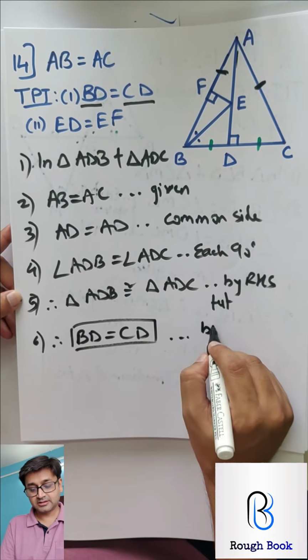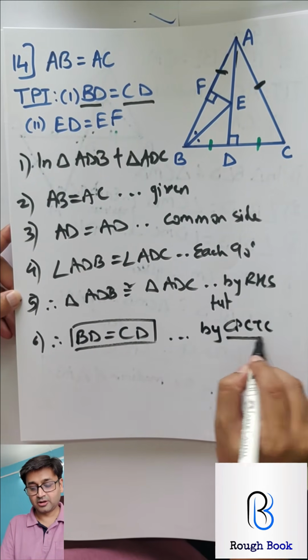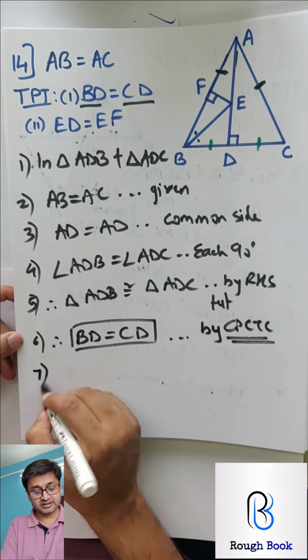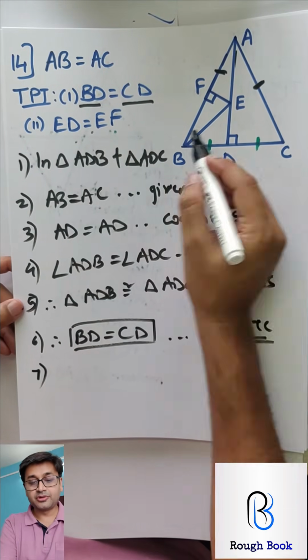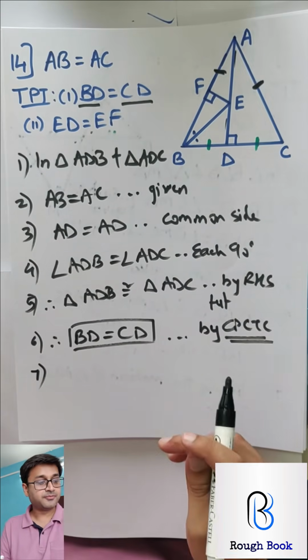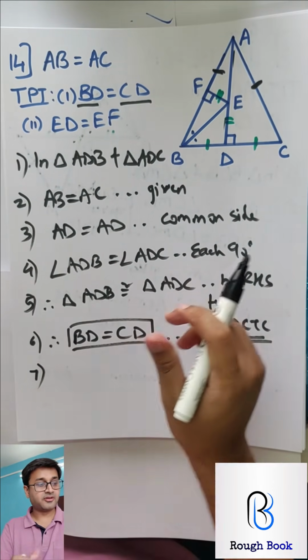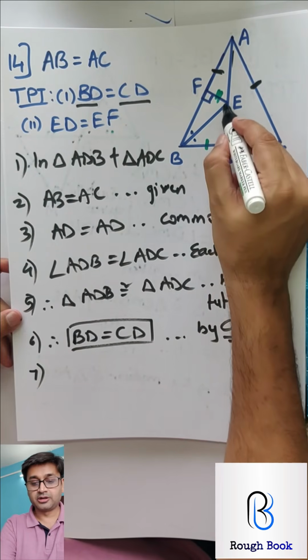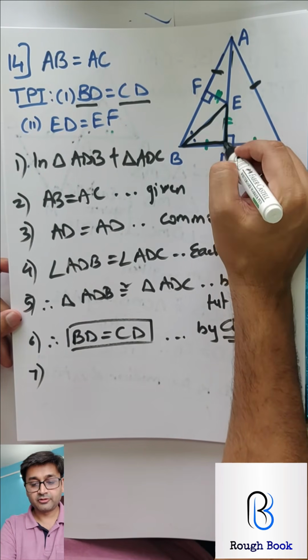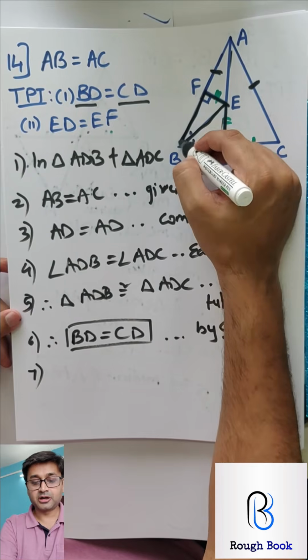By what test? CPCTC. Not a test, but CPCTC. That's the reason. Now I want to prove that ED is equal to EF. So that's right over here. ED equals EF. So which two triangles am I going to take? So one for ED, and EF is a part of this triangle.